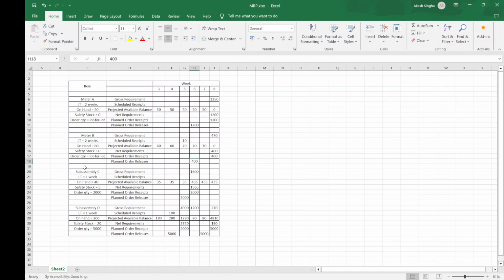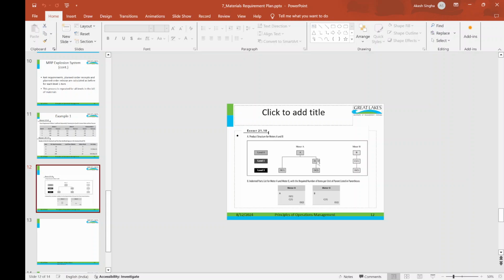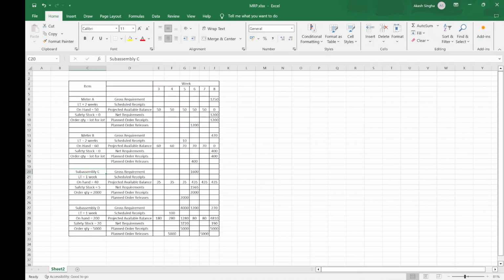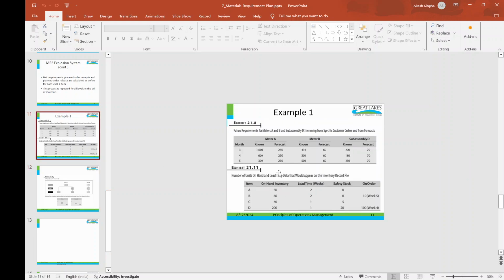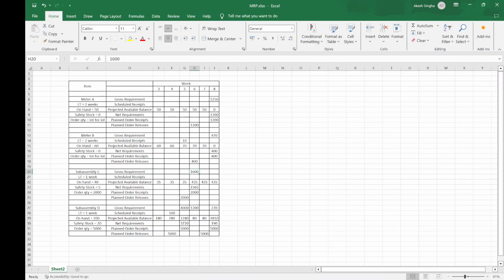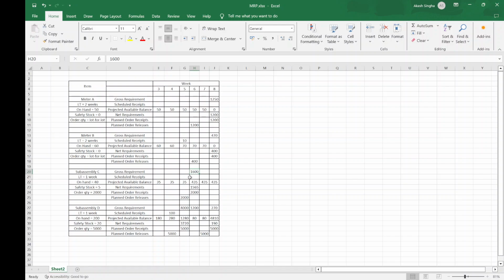Okay. Now for sub-assembly C. In the question, we have seen that for A we need 1 C, and for B also we need 1 C. So in total, how much C do we need? For A we need 1200 and for B we need 400, so a total of 1600 is the gross requirement. Now the projected available balance is given as 35. I guess in hand it is 40, and safety stock is 5, so 35 is available, and there is nothing on order, so no scheduled receipts.